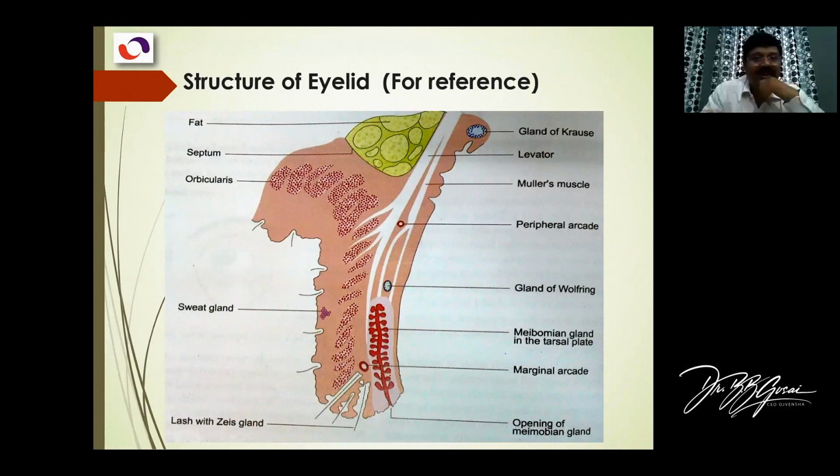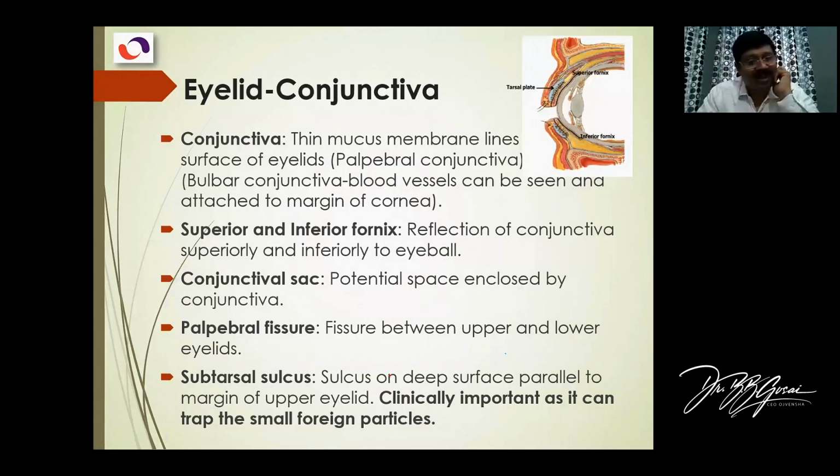Okay, so this structure is just for your reference to know how the eyelid is formed. The conjunctival part I already discussed, except one point, which is the subtarsal sulcus. It's a point of junction of the tarsal to the orbital part. So there is a small sulcus, and when some dust particle goes to the eye and traps into that sulcus, then it becomes a constant irritation unless you evert the eyelid and remove the dust particle from that sulcus. It will not go away by itself.